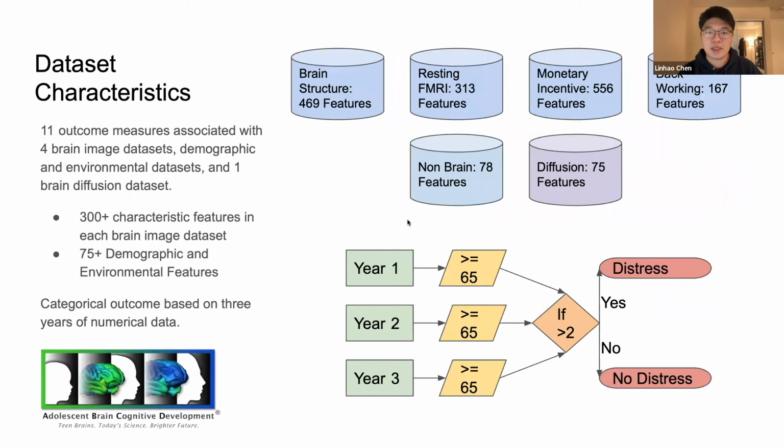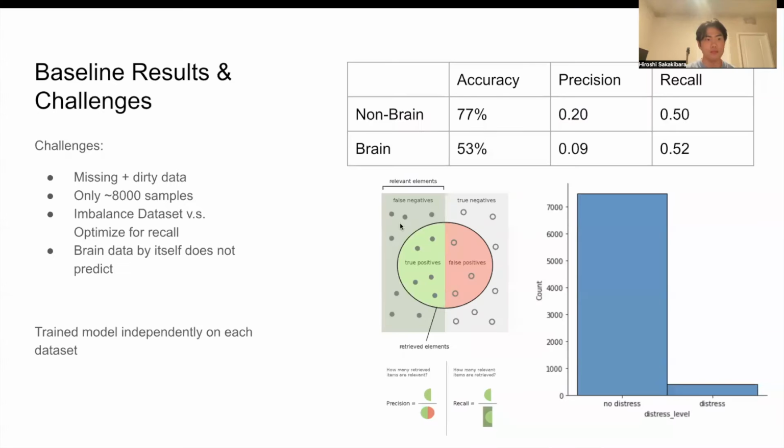Our dataset includes 11 outcomes associated with multiple brain image datasets and one demographic and environmental non-brain dataset. Our outcome is calculated by 3 years t-score, and we will do binary classification to identify if the case has consistent distress. There were multiple challenges during our discovery process on the datasets.